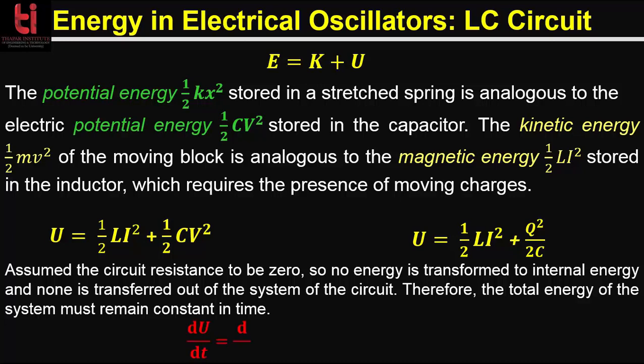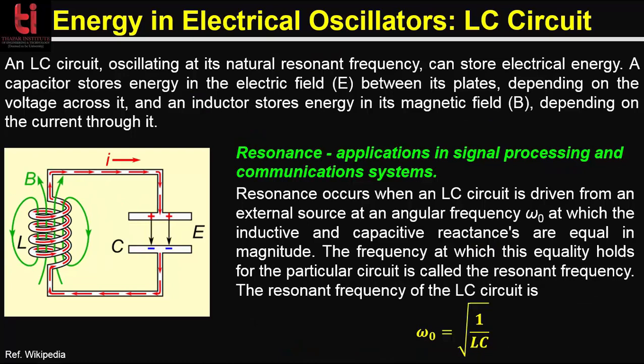So we can say that the first derivative of the total energy with respect to time is equal to 0. That means d/dt of this total energy, that is half Li² plus Q²/2C, is equal to 0. So we can rewrite this expression and say that Q/C into dQ/dt plus Li into di/dt is equal to 0. So that means an LC circuit oscillating at its natural resonant frequency can store electrical energy.